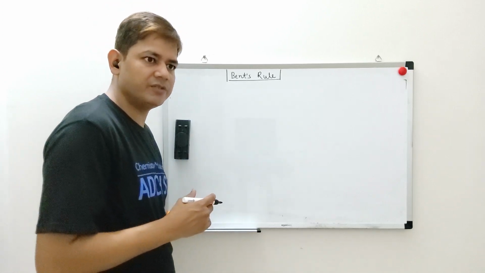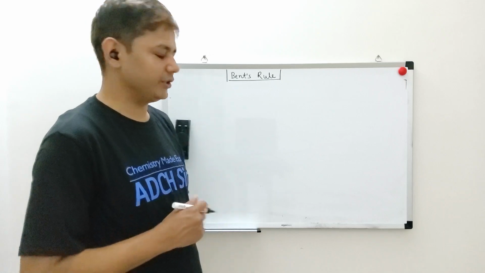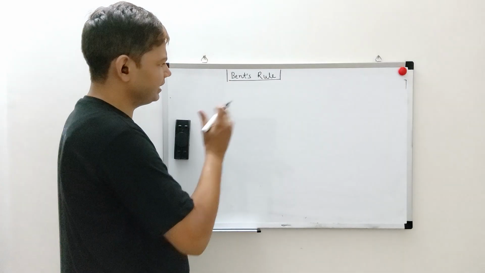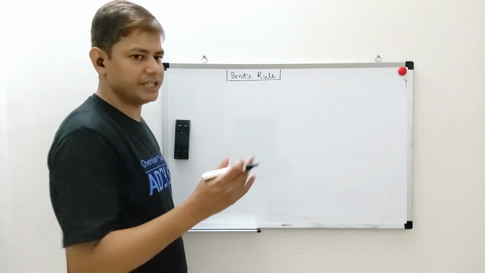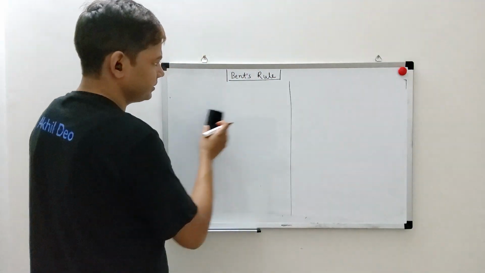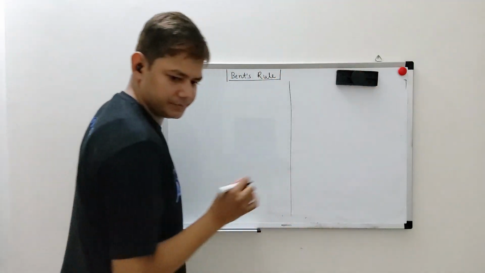It helps in the comparison of bond angles and bond lengths in different molecules. So let us talk about this. It helps in relating the bond angles and hybridization. So let us recall some points related to hybridization and bond angles.